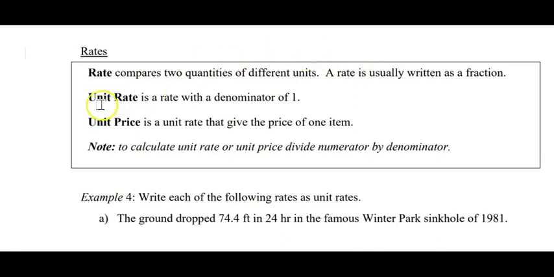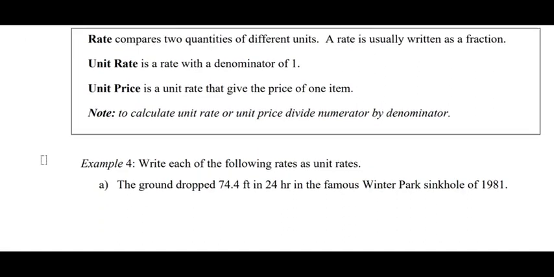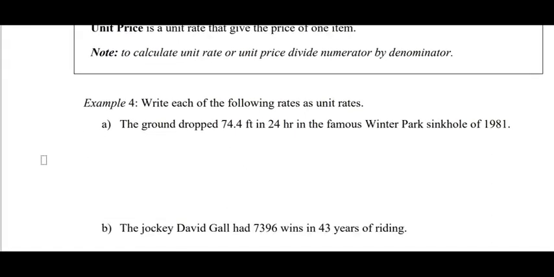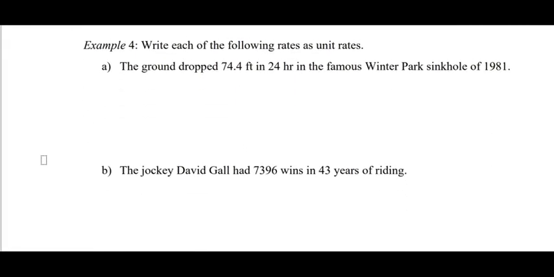And then a unit rate is a rate with a denominator of 1, and the unit price is a special type of unit rate that gives the price of one item. To calculate the unit rate or unit price, divide the numerator by the denominator. Once you have that number, put it over 1. Okay, so not a lot of new rules. Pretty much like we were writing ratios, we'll be writing those rates. And then if we need to find the unit rate or unit price, we're going to carry out our division and put the answer over a denominator of 1.